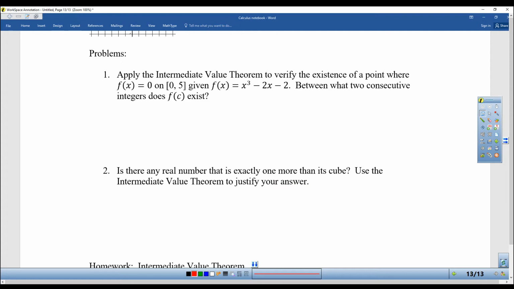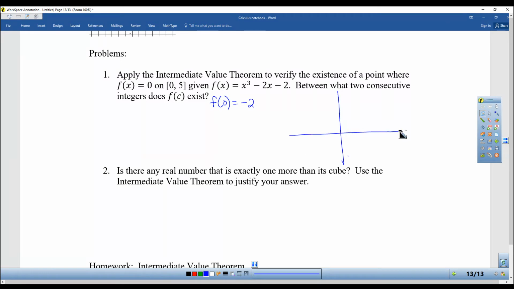Apply the intermediate value theorem to verify the existence of a point where f of x is equal to 0. So you guys know I've been harping on 0 forever. Set it equal to 0 and factor. This is what you usually want. So between 0 and 5. So f of 0 is equal to, if I put a 0 in here, -2.